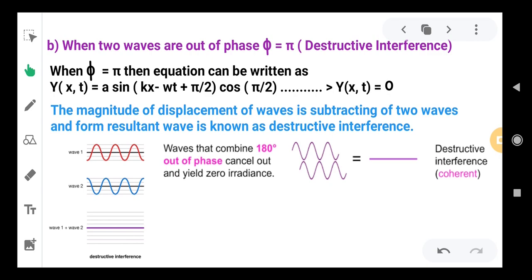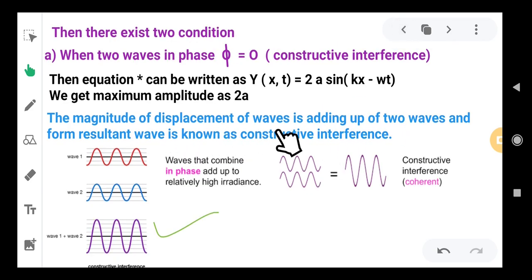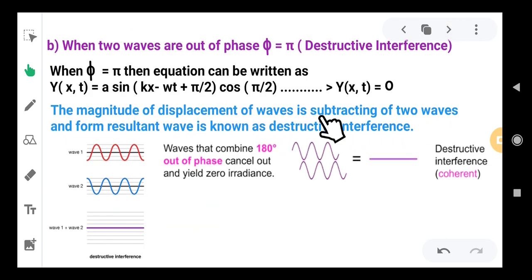Then what is the statement of destructive interference? The magnitude of displacement of a wave is the subtracting of two waves to form the resultant wave, known as destructive interference. In constructive, it is the adding up of the two waves. Destructive means subtracting of the two waves.